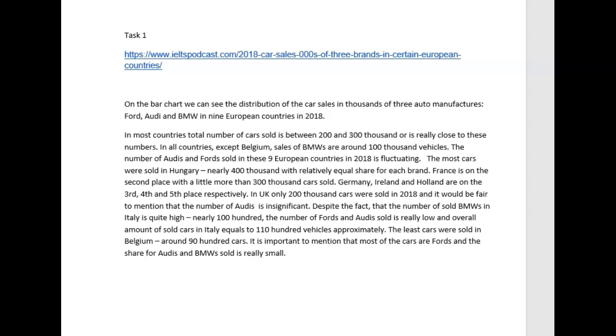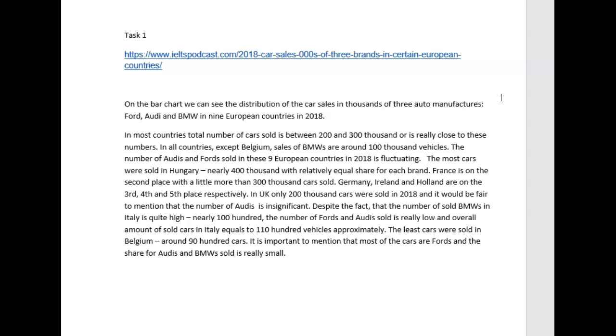I don't think it's "on the bar chart." I think we say "in the bar chart, we can see the distribution of the car sales in thousands with 3 auto manufacturers." You're missing an R there. "Ford, Audi, and BMW, 9 European countries in 2018. In most countries, the total number of cars sold is between 200 and 300,000, or is really close to these numbers. In all countries except Belgium, sales of BMW are around 100,000 vehicles. The number of Audis and Fords sold in these 9 European countries in 2018 is fluctuating."